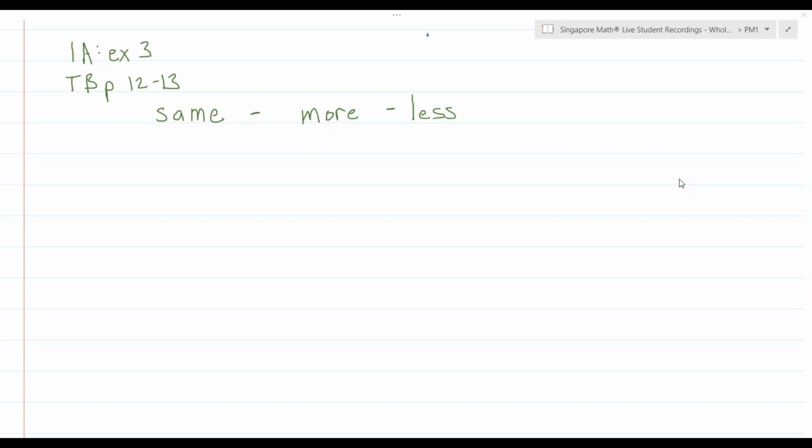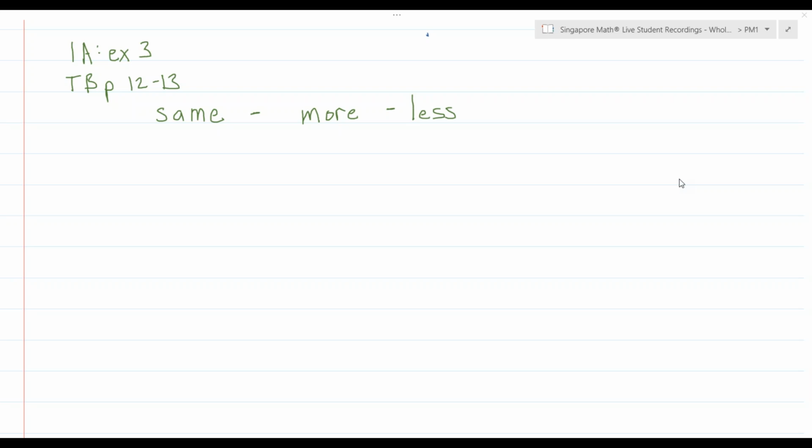Today we're going to talk about exercises 3 in Primary Math 1A, and it's from the textbook page 12 and 13. The idea that we're talking about today is very simple. It is when things are the same or when something has more or something has less than another group.